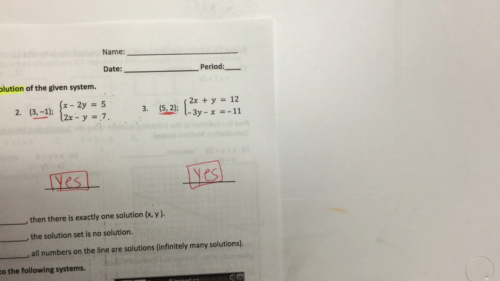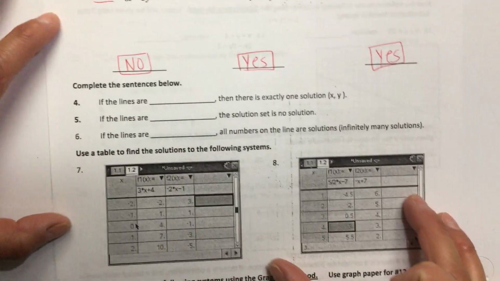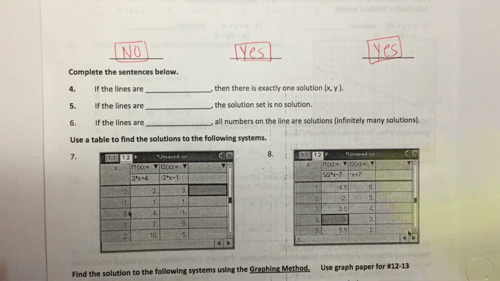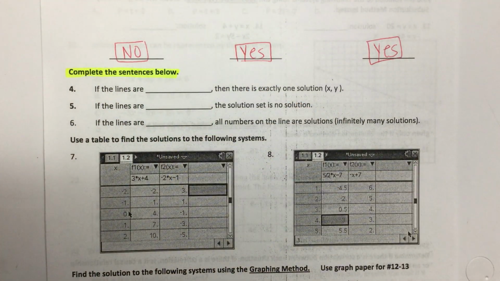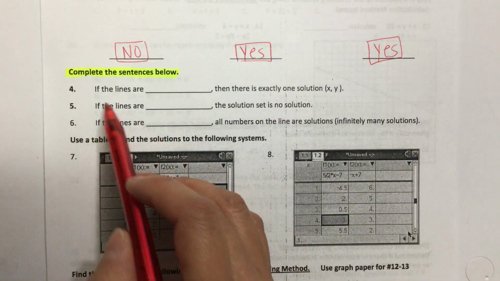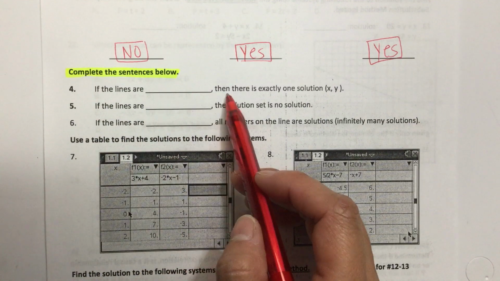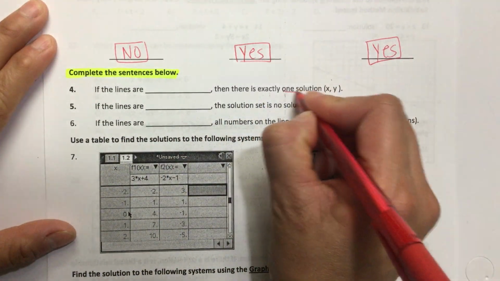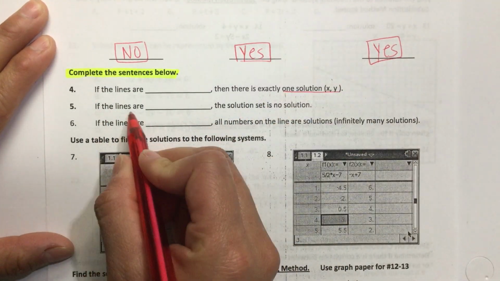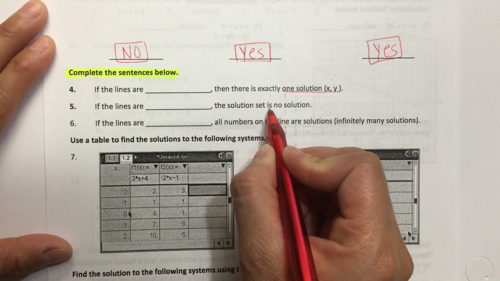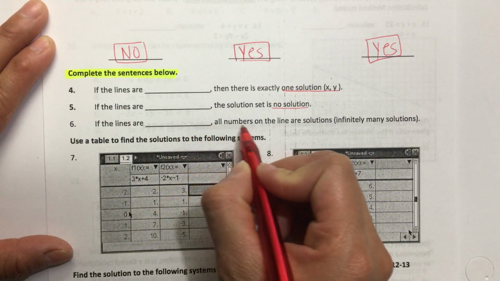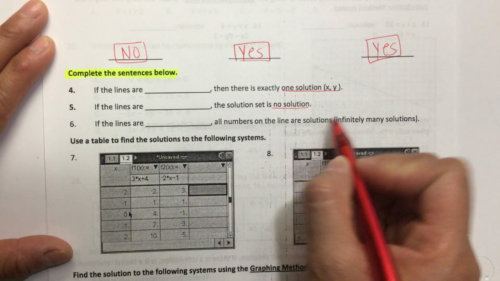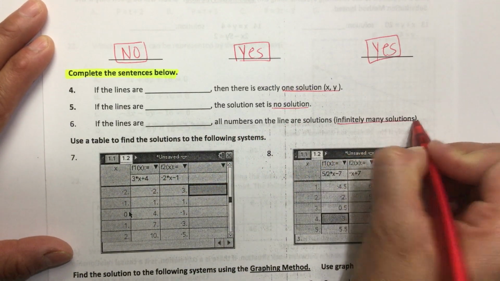Let's move on to number 4 through 6. Numbers 4 through 6, the directions say to complete the sentence below. We're completing the sentence based on the description. If the lines are blank, then there's exactly one solution. If the lines are blank, the solution set is no solution. If the lines are blank, all numbers on the line are solutions, infinitely many solutions.